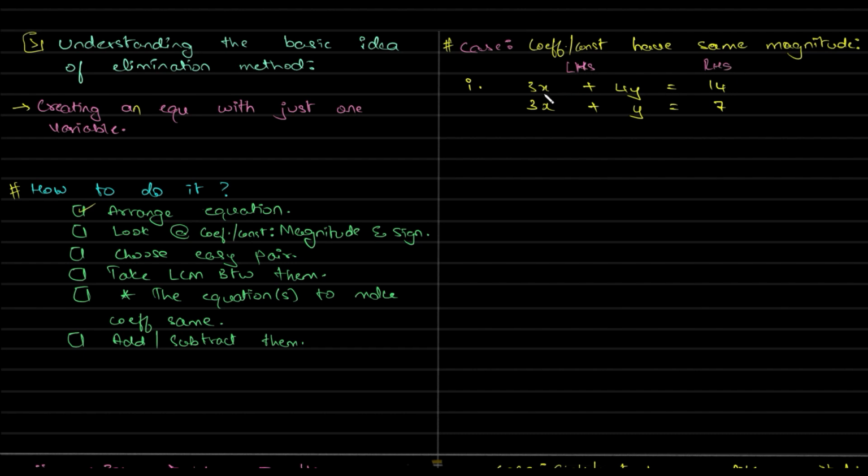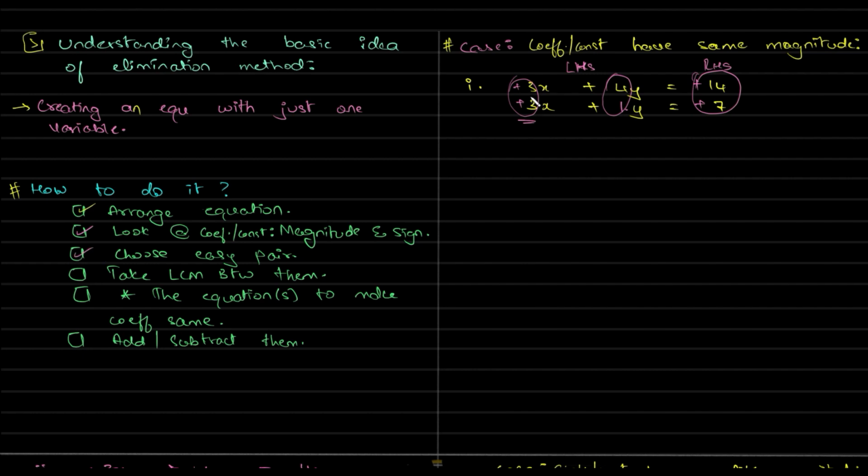So we're looking at both of these, and they are on the LHS, and we have this, and that is on the RHS. So are they arranged? Yes, they are. Look at the coefficients and constants, magnitude and sign. We have to take note of the coefficients and the constants. So we have +3, +3, +4, +1, +14, +7. Choose an easy pair. So amongst these numbers, we have to choose a number which is easy. So we're looking at 3 and 3.